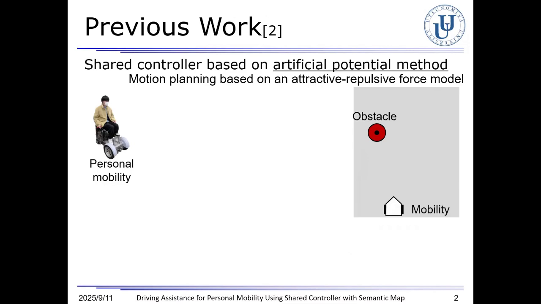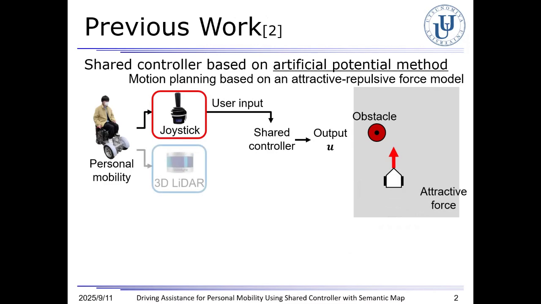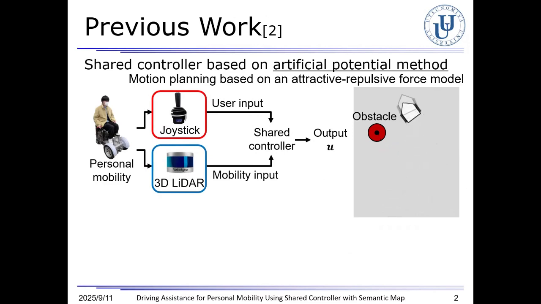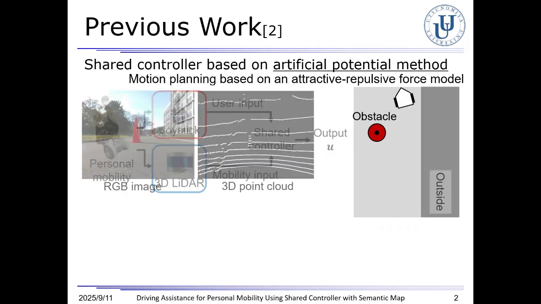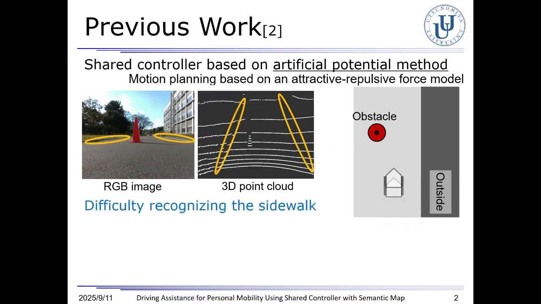First, the user's joystick input generates an attractive force towards the destination, while the personal mobility, equipped with a 3D LiDAR, detects obstacles and generates repulsive forces. By the resultant force, the mobility can avoid obstacles and navigate to the destination. However, a mobility equipped only with a 3D LiDAR had difficulty recognizing the sidewalk. As a result, it could deviate from the sidewalk during obstacle avoidance.